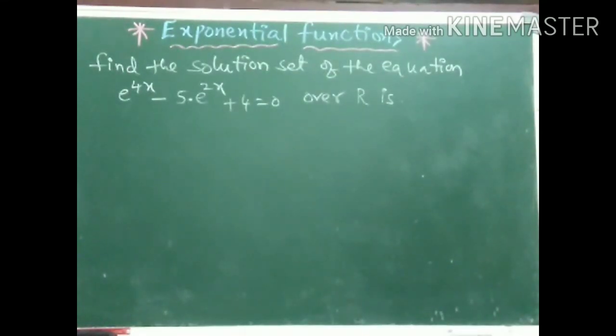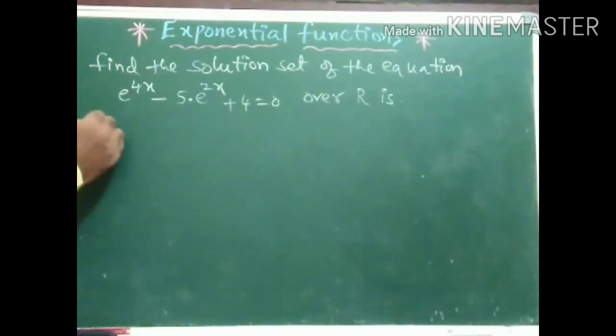So coming to the problem, here is question number 1. Find the solution set of the equation e to the power of 4x minus 5 into e to the power of 2x plus 4 is equal to 0 over the set capital R, which denotes real numbers, the set of all real values. So finally we need to solve for x here.